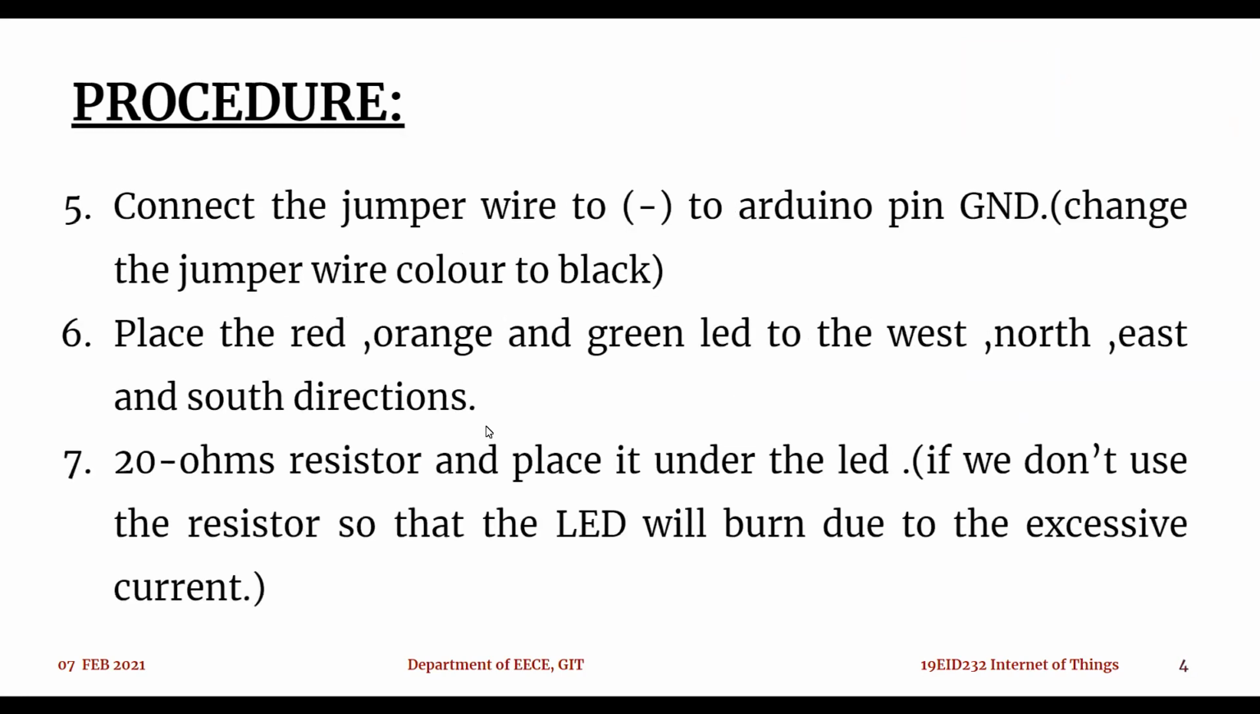First, we have to connect the first jumper wire from the minus of the breadboard to the GND pin of the Arduino board. And next we have to place the red, orange and green LEDs in the west, north, east and south directions on the breadboard. We have to select a 20-ohm resistor and place it under the LED lights. The use of the resistor is that if we don't use it, because of excessive current, there are many chances of burning the LED lights.